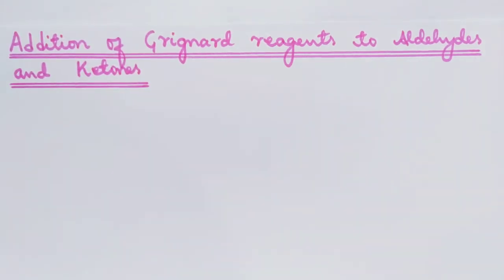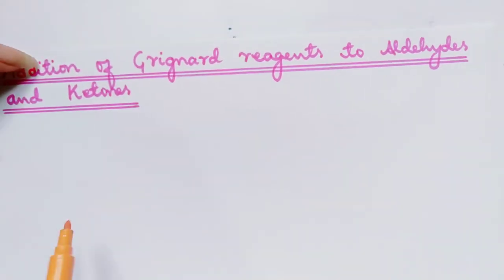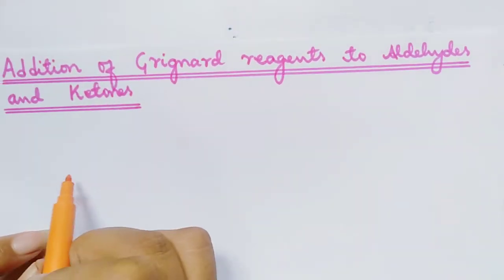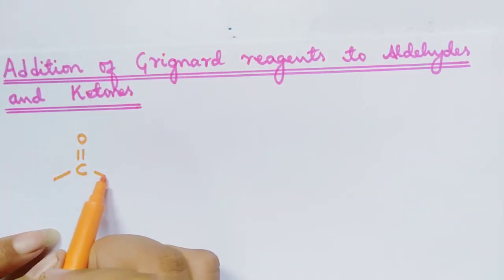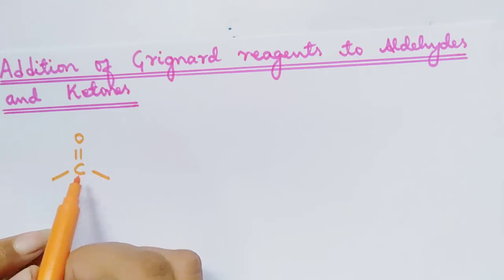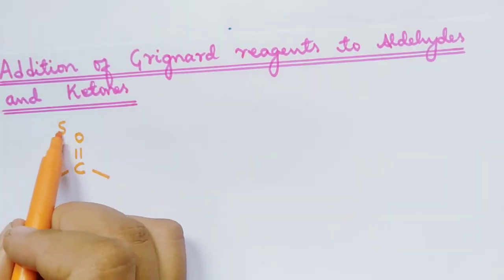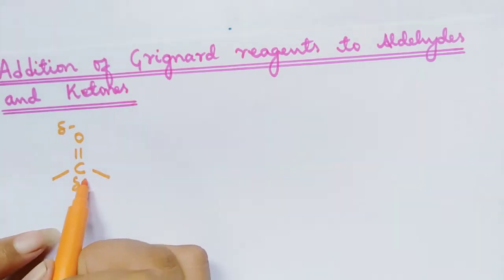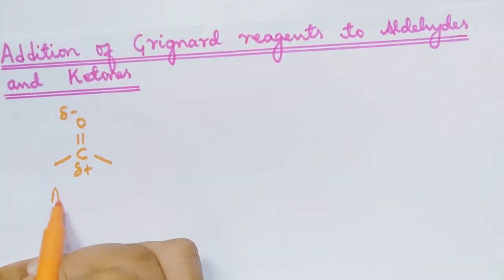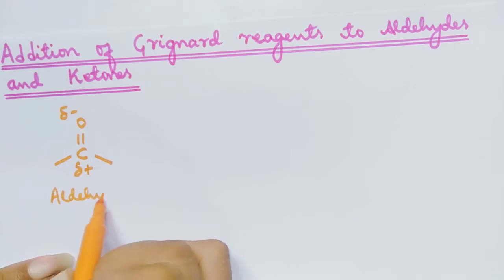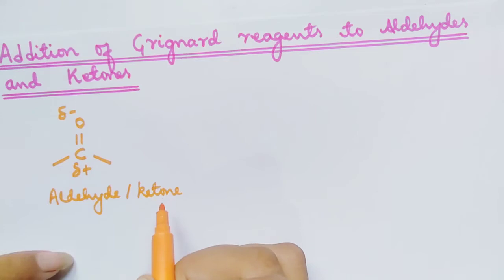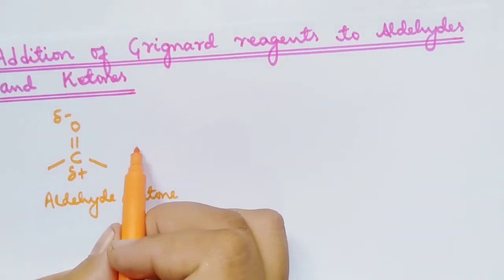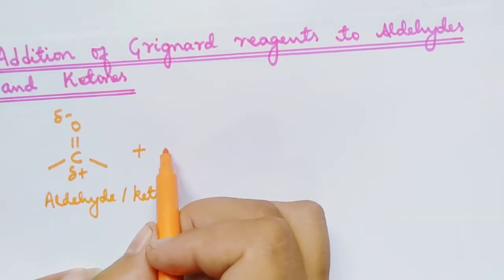Suppose we have an aldehyde or a ketone, with a C double bond O. Oxygen is more electronegative than carbon, so we have a partial negative here and a partial positive here. This can be your aldehyde or a ketone. What we do is add a Grignard reagent.